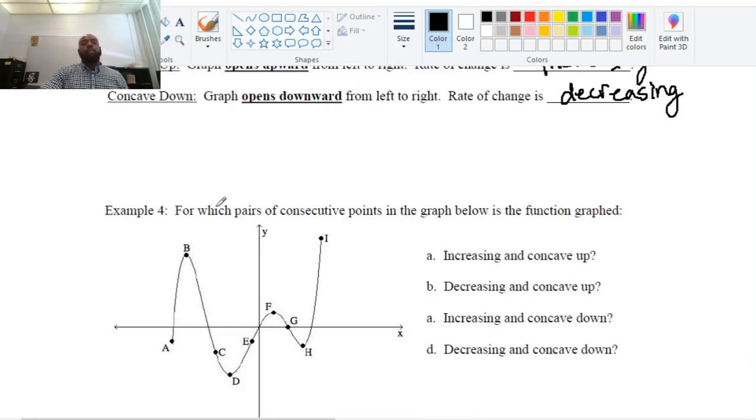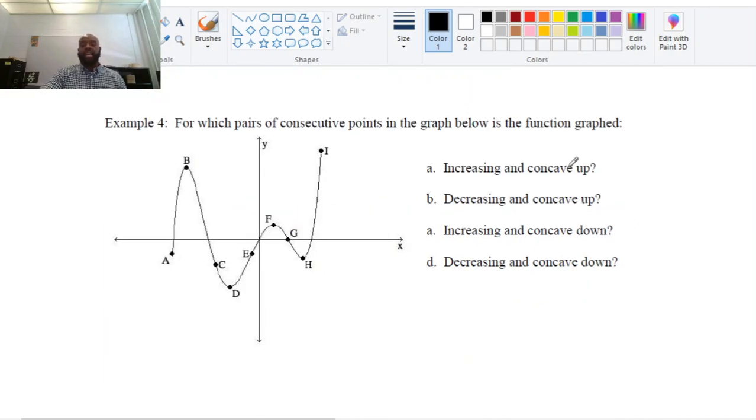Last but not least, we're going to look at this example here, example 4. We're going to do A and B, and I'll have you do C and D yourself. It says, for which pairs of consecutive points on the graph is the function increasing and concave up, right? So what I'm going to do is look at where my function is concave up, right? I'm going to color it in, so to speak.